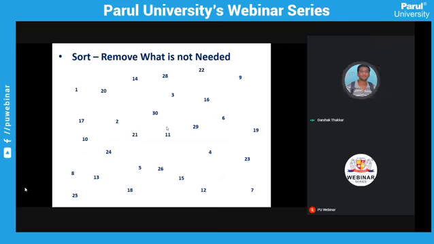So this means sorting, because if we keep all the things together, it is quite difficult to find out, and it will take more time to find the required things, right? And definitely in the manufacturing industry time is the most important. Every second is the most important.